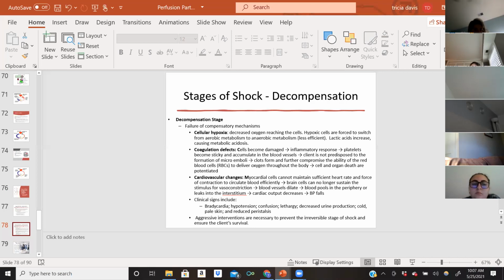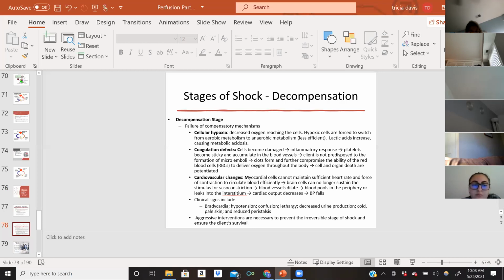So clinical signs that we're going to see in our patients, we're going to have bradycardia, right? Our blood pressure is falling, our cardiac output is decreasing, which means our heart rate is decreasing. So bradycardia. These are later signs. Hypotension, blood pressure is falling. Confusion, our brain's not being oxygenated, so the person is not going to be alert and oriented. They're going to be extremely lethargic. They might even be unconscious or in a coma at this point. We're going to have decreased urine output. We have no circulating volume, so our kidneys cannot get perfused.